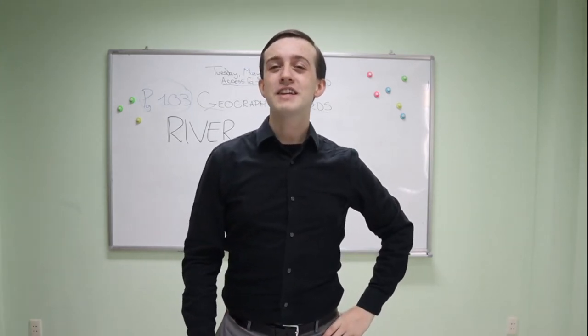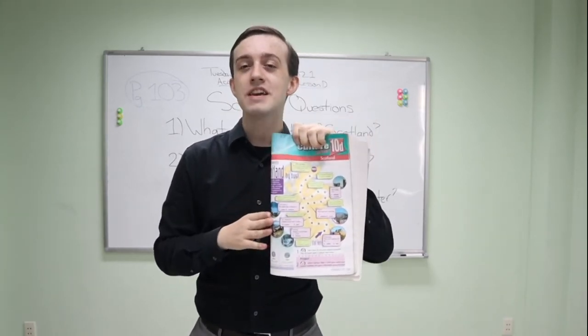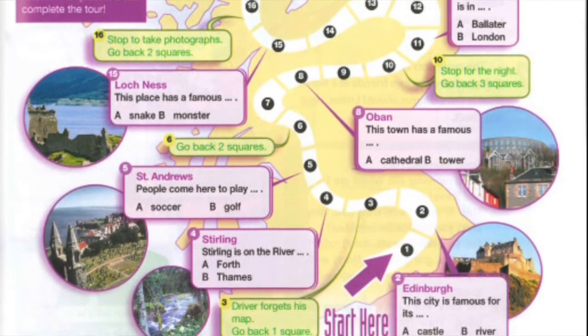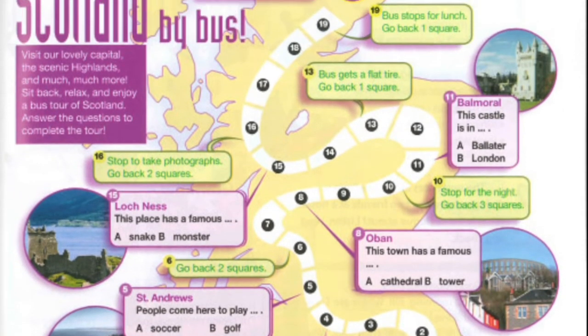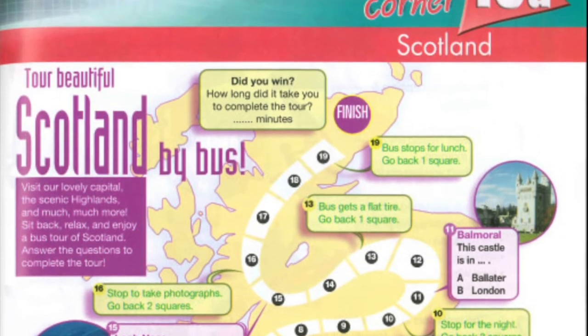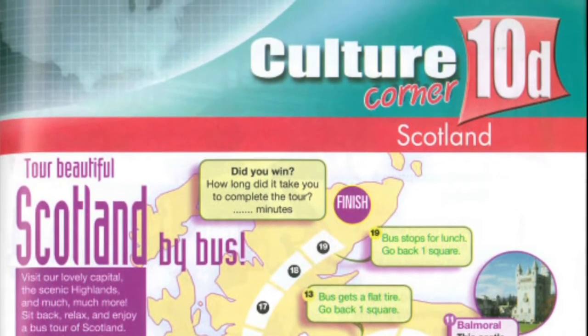Now we're going to read about Scotland. Okay, next we're going to read. So everyone, please look at page 3 in your student books. And look at the pictures here, here, here, and here. What country is this? Do you know? Yes, you're right. This is Scotland.